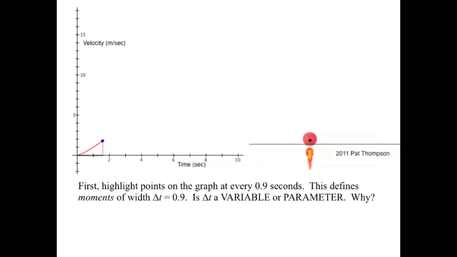And so the question is, is delta t a variable or parameter? She said it's a parameter. Yeah, it's a parameter because in the given situation, these intervals stay at a width of 0.9. We could change that, but that would be a new situation, right? And then t is varying through those intervals, right? So t varies through intervals of 0.9.